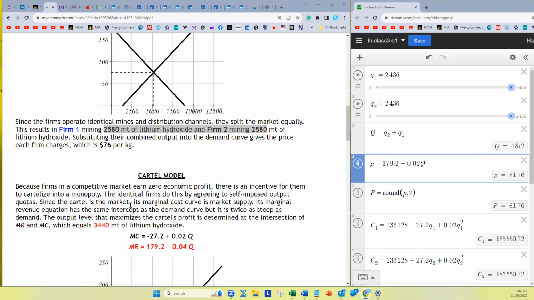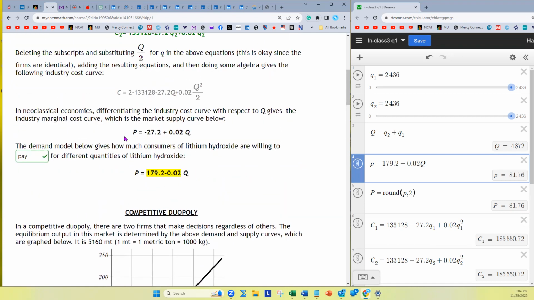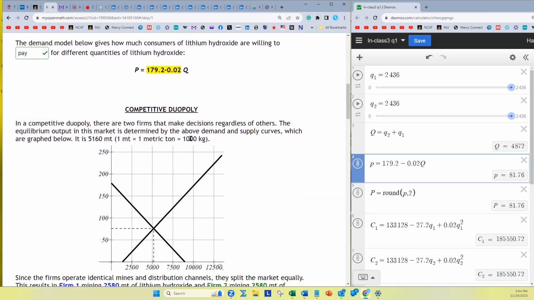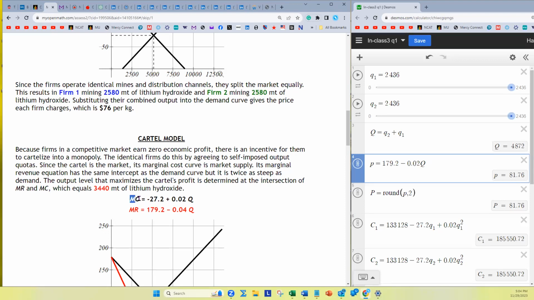Now, the identical firms do this by agreeing to self-imposed output quotas. Since the cartel is the market, its marginal cost curve is market supply. Its marginal revenue equation, so this is the monopolist, in this case the cartel's marginal cost curve, which is market supply. Market supply and marginal cost of the cartel are identical. All we did is replace P with MC, MC from the monopolist's marginal cost.